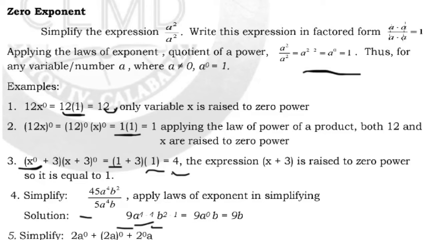So you're going to have 9 times a to the power of 0, 4 minus 4 is 0. Then b raised to the power of 2 minus 1, that is b. Since a to the power of 0 is equal to 1, we're going to have 9 times 1 times b. So the answer is 9b.